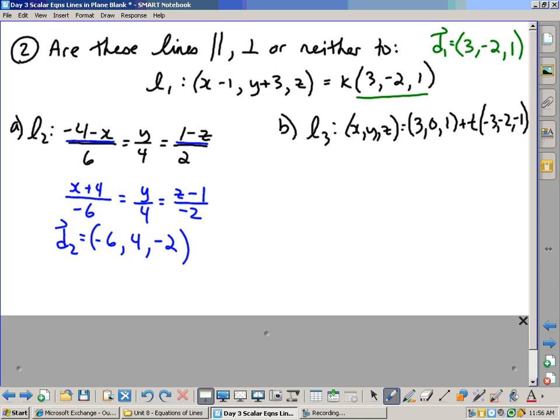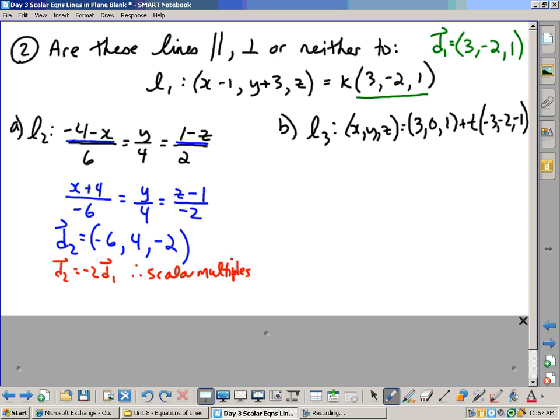Now we have to compare that to our green direction vector. And at first glance, you might say, hey, they're not the same. But at closer examination, you realize that if you take D1 and you multiply it by 2, you get the right numbers. Then you see if you multiply by negative 2, you get negative 6, positive 4, negative 2. And so D1 and D2 are scalar multiples. D2 is just negative 2 times D1, i.e. they are scalar multiples.